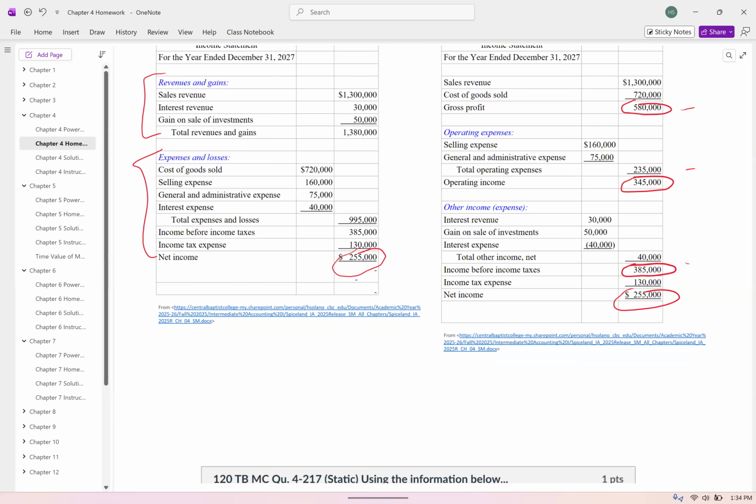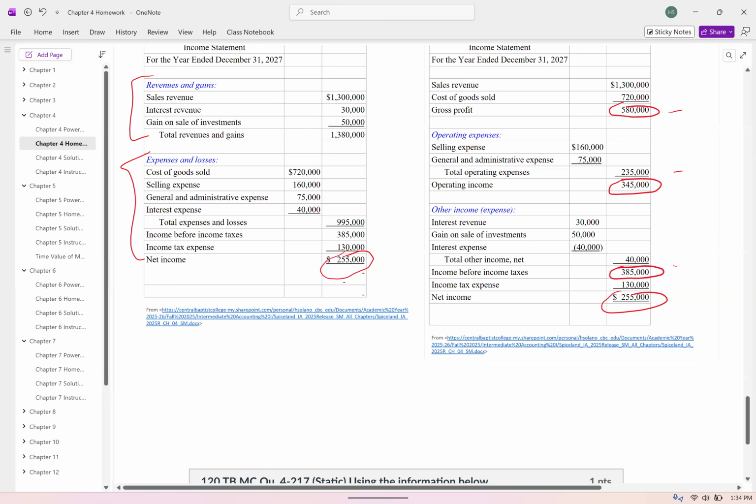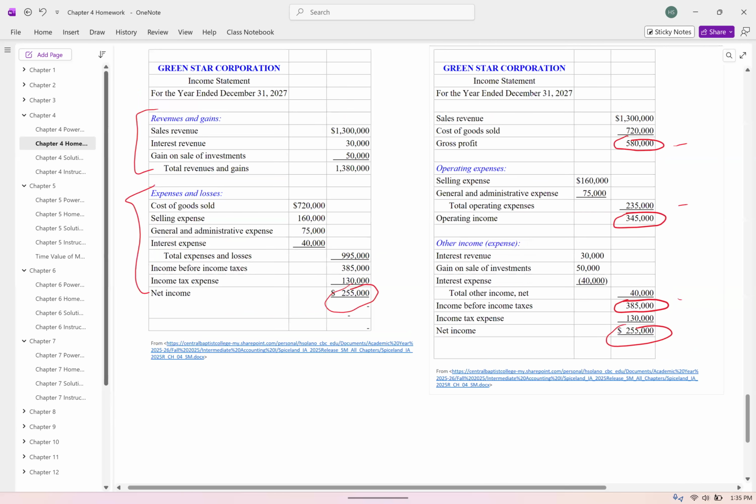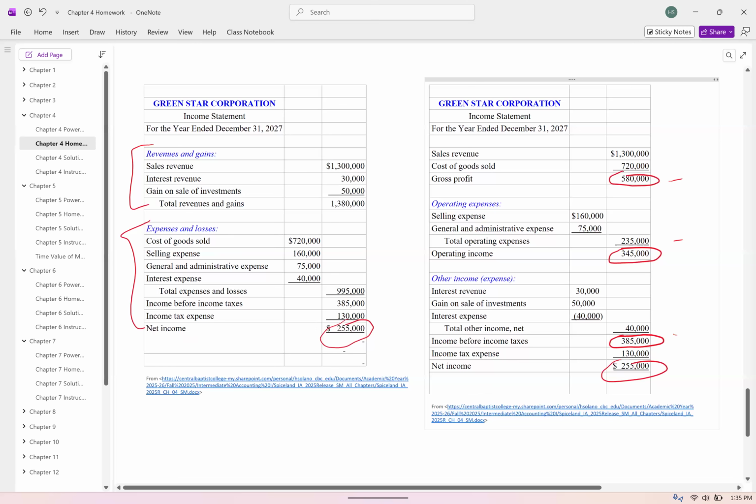So that's why that is primarily used, especially in merchandising type businesses like your Walmart, Kroger, Target. Okay. So that is for that problem.